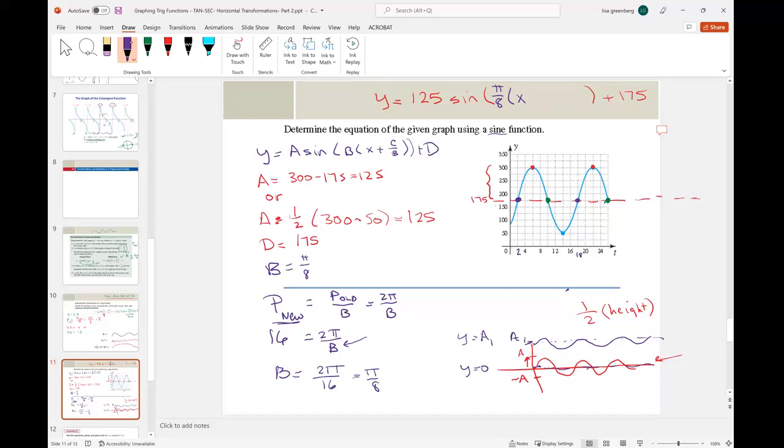If I were to look at this graph, this red line here is, let's say, my x-axis. Then how much has this been shifted, if it should start at 0, 0? Not up. We're only looking at horizontal. We already took care of vertical.